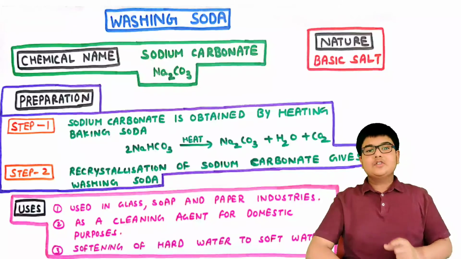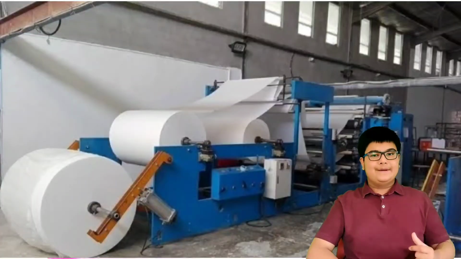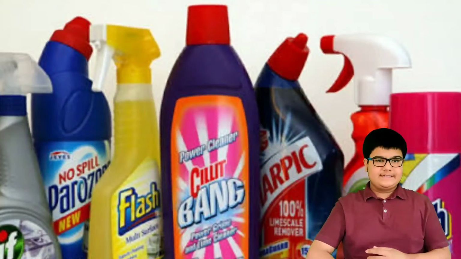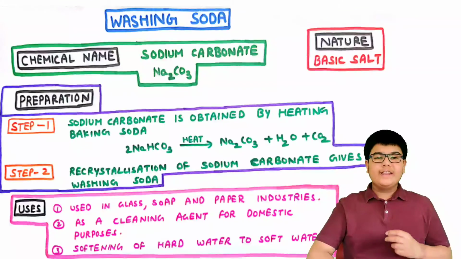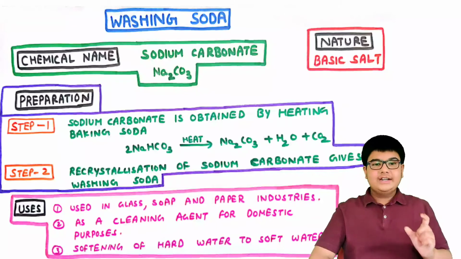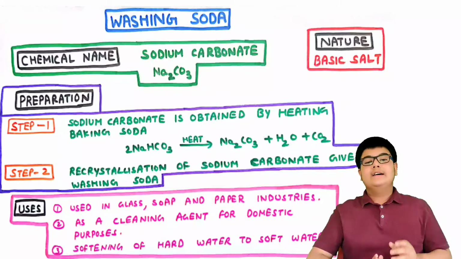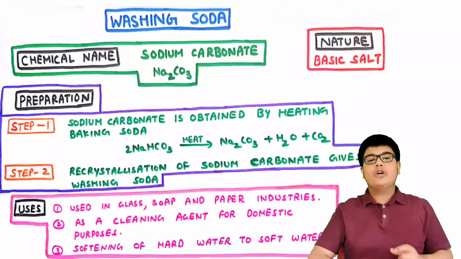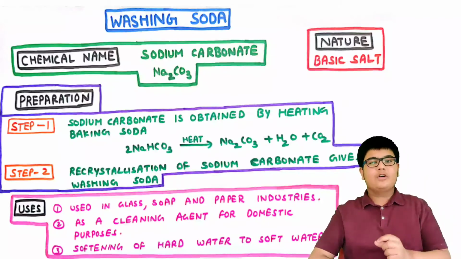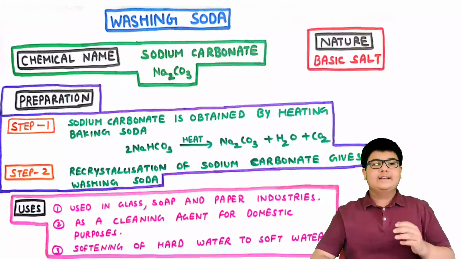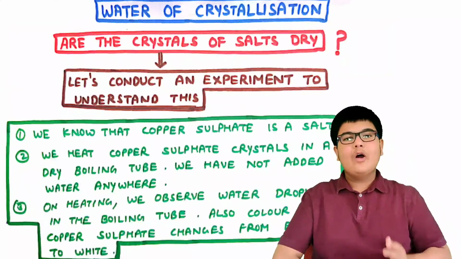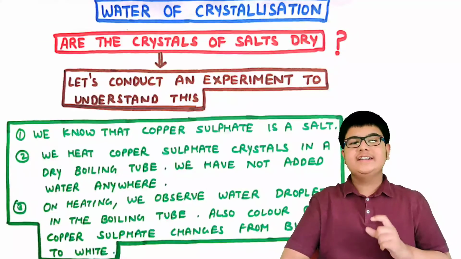So first, it is used in glass, soap and paper industries. Second, it is used as a cleaning agent for domestic purposes. And third, it is used for softening of hard water into soft water. So hard water is the water which contains a large amount of dissolved minerals, and soft water has very low levels of these dissolved minerals. So the bottled water which we drink is soft water, and washing soda is used for conversion of hard water into soft water. So now let us understand water of crystallization in detail.